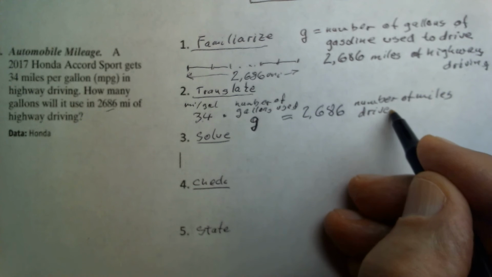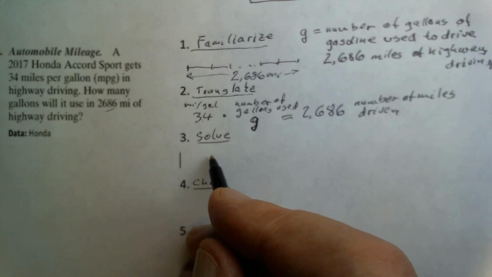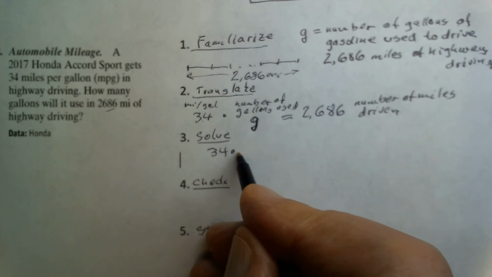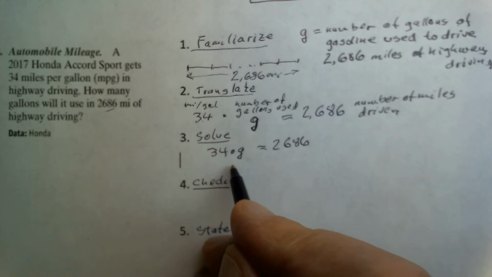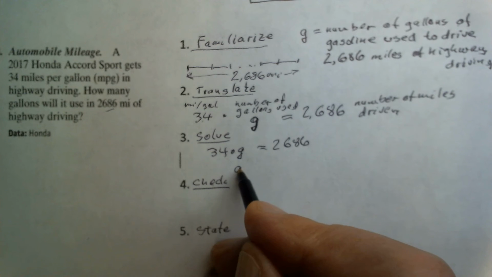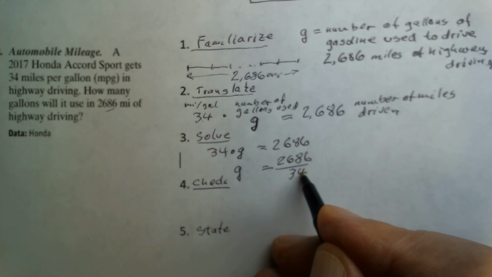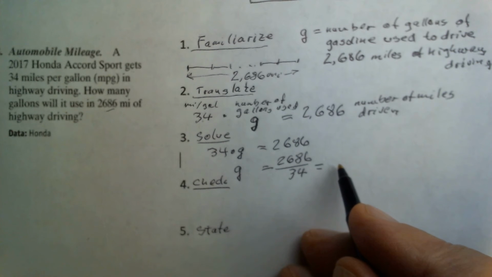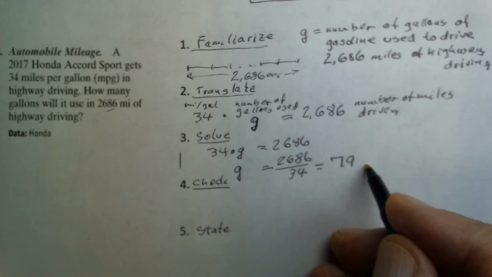And as we learned in the previous section, to solve for G, the equation 34 times G equals 2,686, we divide both sides by 34. So then G is equal to 2,686 divided by 34, which is equal to 79 gallons.